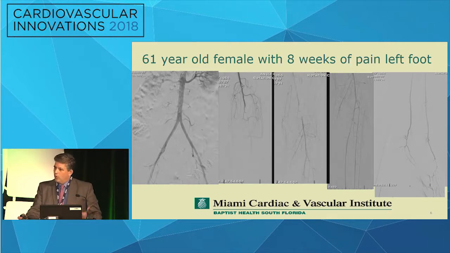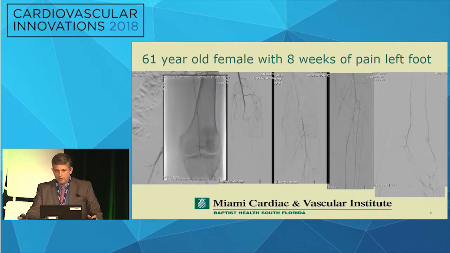Well, look at the aorta. The aorta, the iliacs are small. And again, you see a focal abnormality in this distal SFA, a little irregular, good distal runoff. End up crossing it.